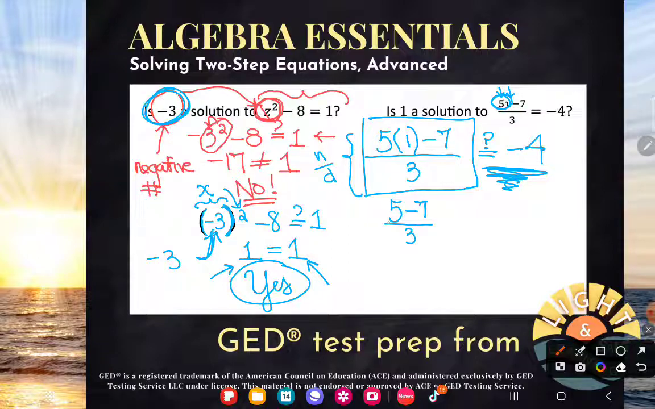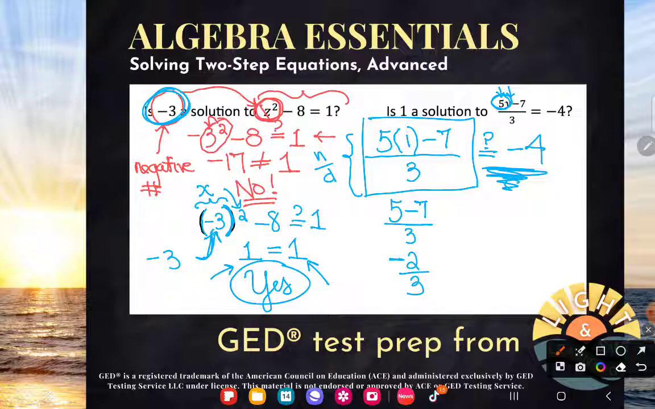Let's see. If I only have 5 things and I take away 7 of them, careful, a lot of students struggle with negatives. I only have 5 things. I take away 7. So I'm going to take away my first 5, and then I still have to take away 2 more. I'm going to end up in the hole at negative 2. Negative 2 over 3. Now, fraction bar means divide. Yes, this is the same as negative 2 divided by 3.